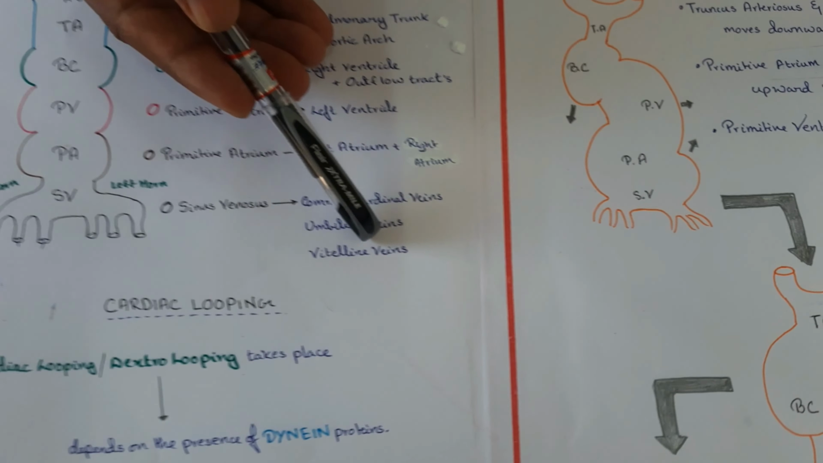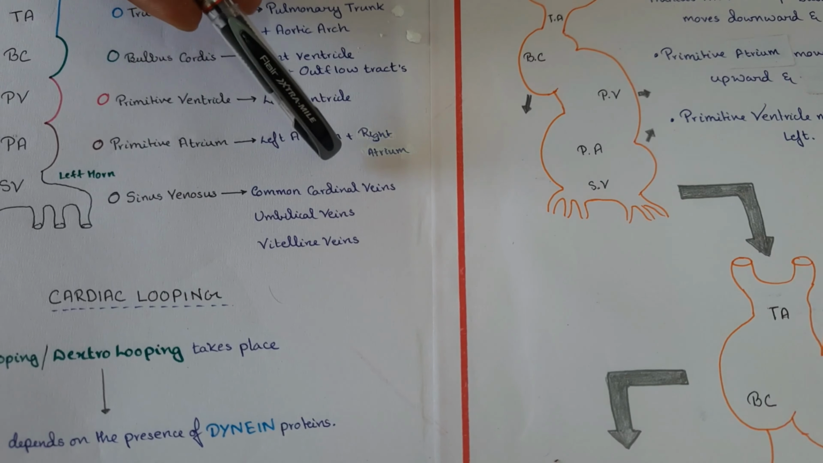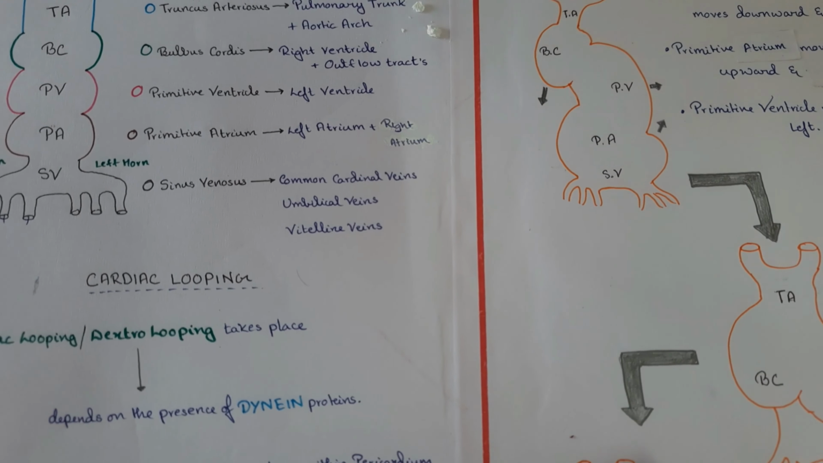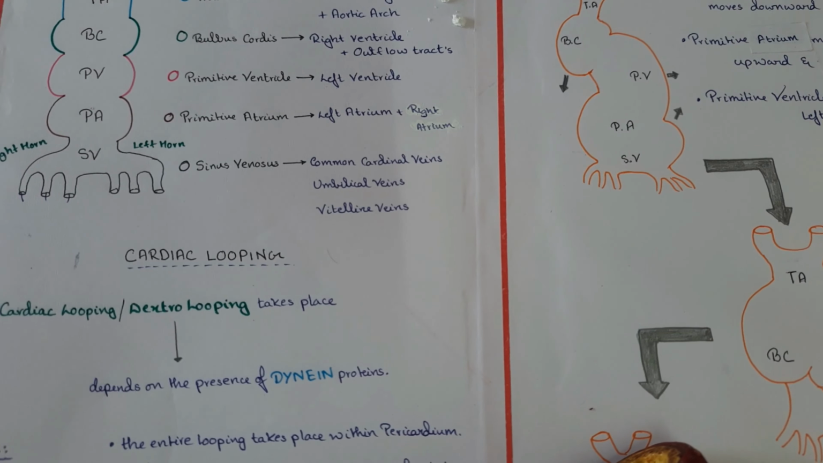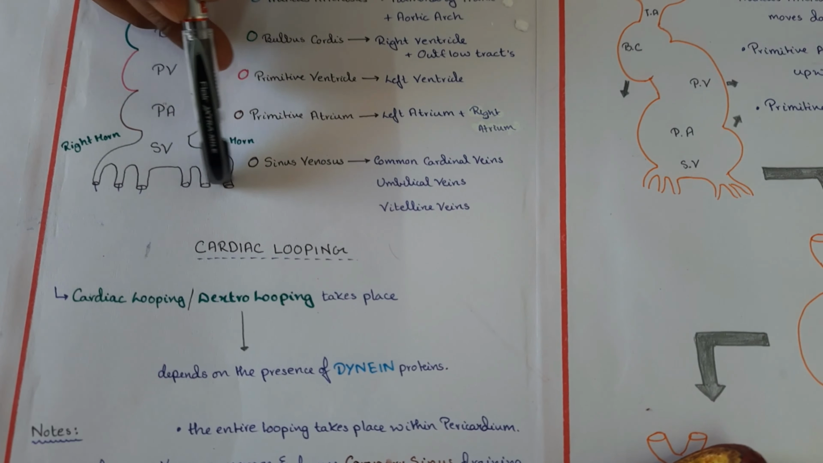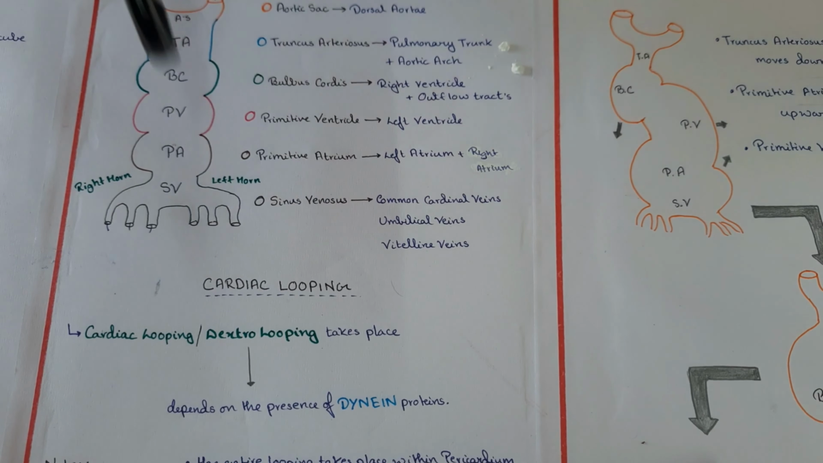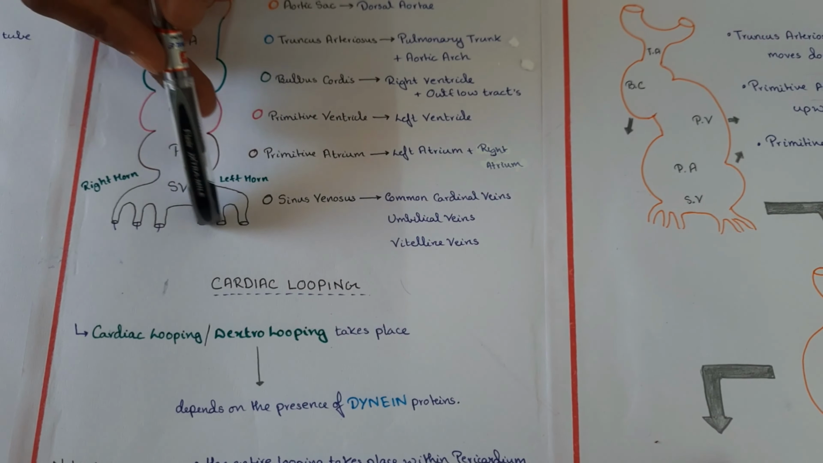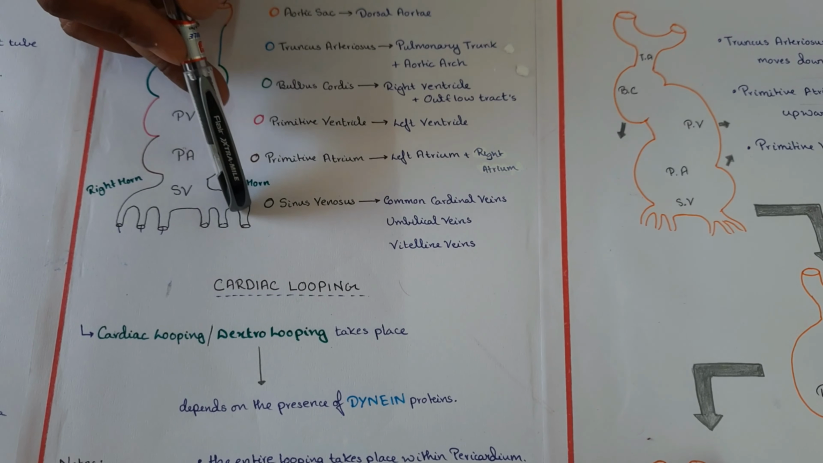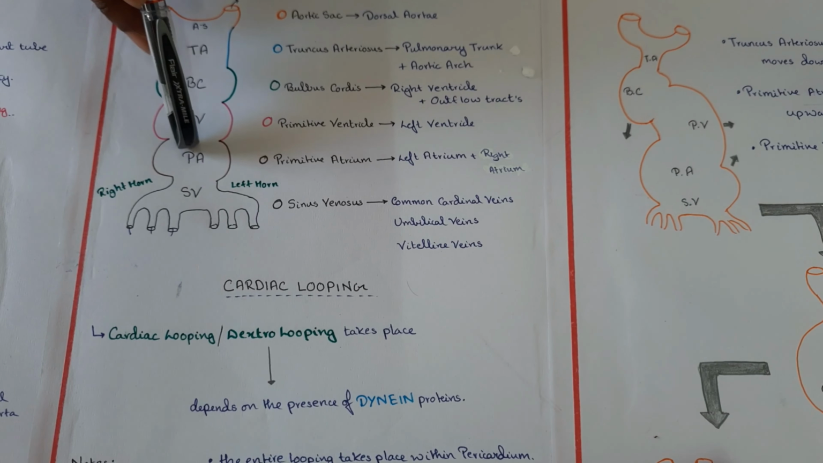V stands for vitelline veins, U stands for umbilical veins, and C stands for common cardinal veins. Now, in the embryo, the left-sided sinus venosus that carries these VUC veins gets degenerated. All three on the left side degenerate and are absorbed into the primitive atrium, which will form the future coronary sinus.